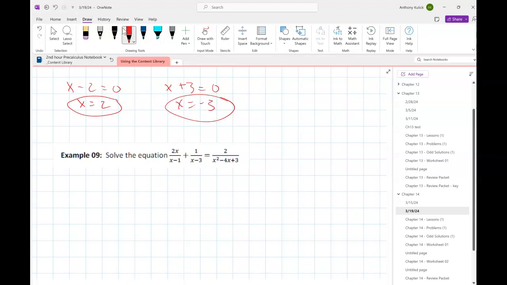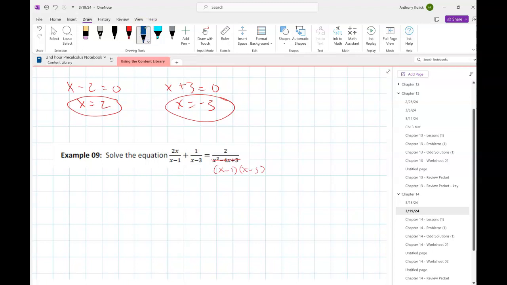All right. So I want to start by multiplying both sides by something that's going to clear the fractions. What's that something going to be here? Yeah, we should factor the quadratic in the denominator so we can tell what our factors are. So how does x squared minus 4x plus 3 factor? Good. So x minus 1, x minus 3.